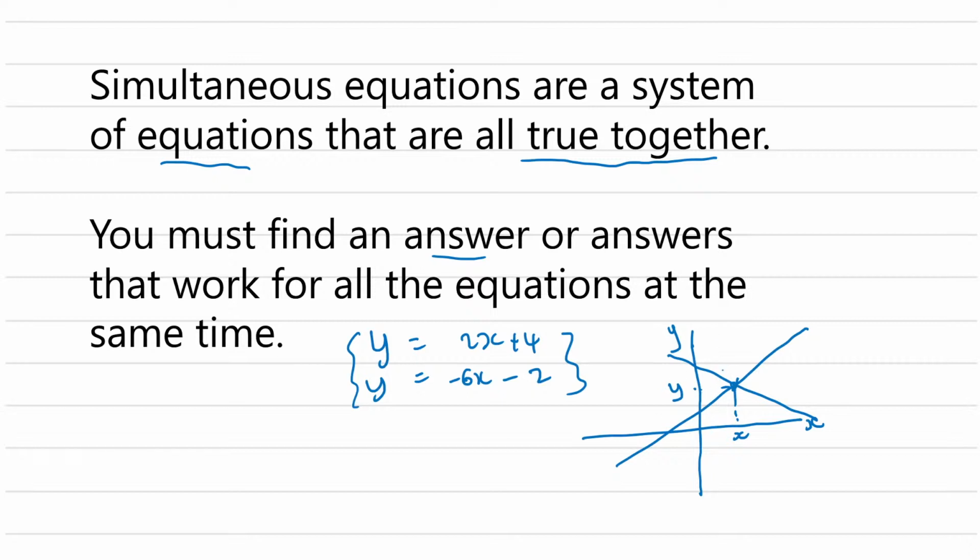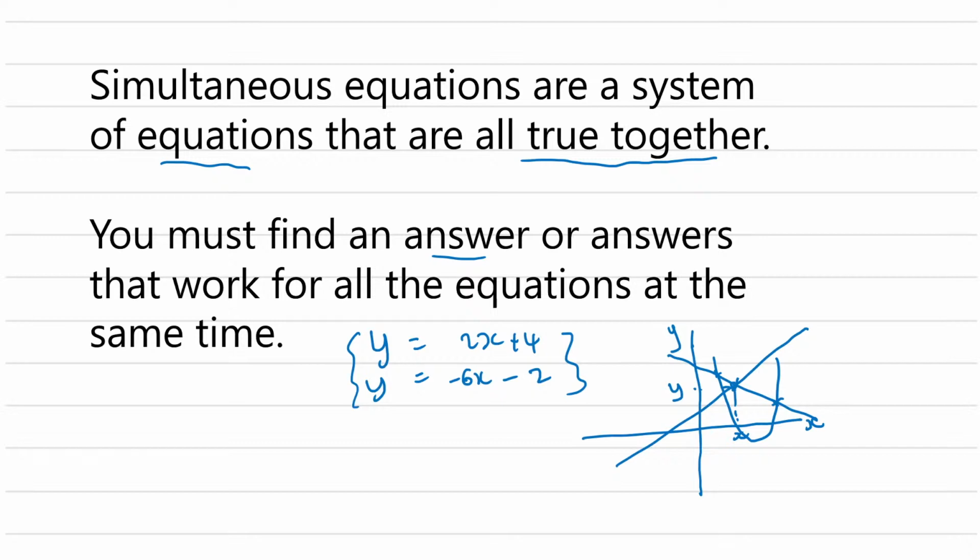Or, for example, you could have a quadratic equation. So where the line crosses is a place where the solution satisfies both equations. So that is the meaning of simultaneous equations.